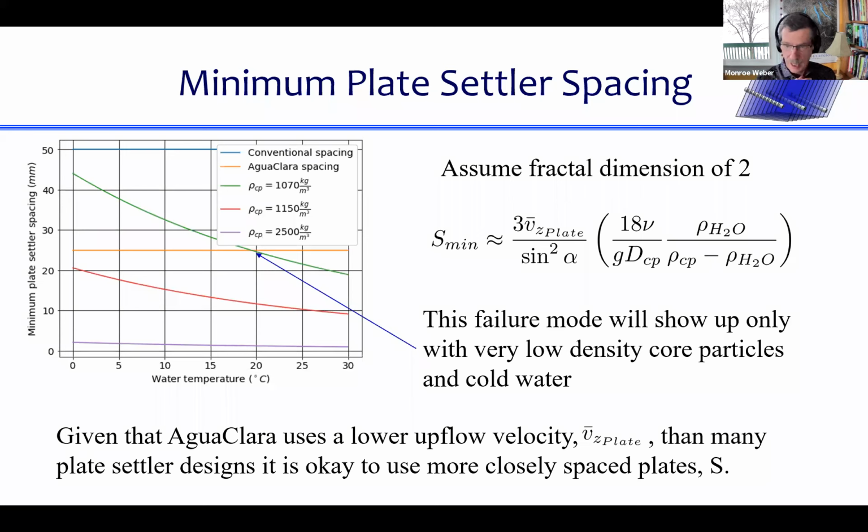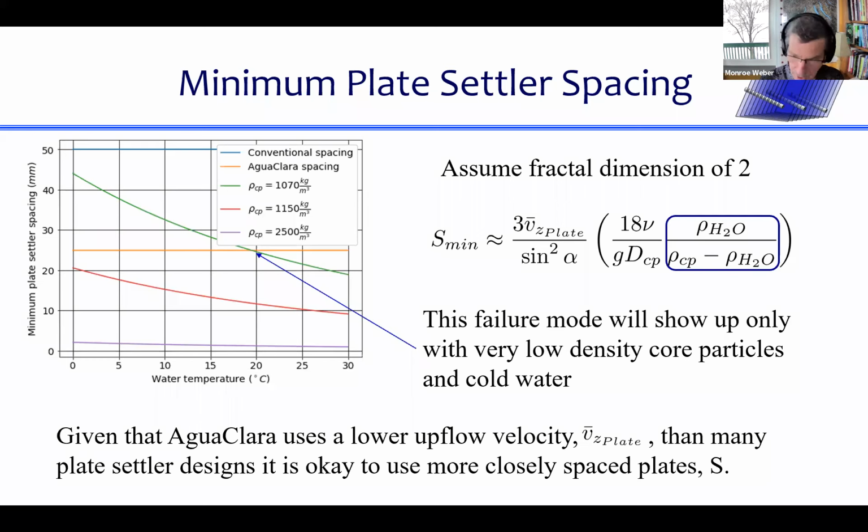So what do I see? You can look at the equation and see some things. For example, S min is proportional to the vertical velocity between the plates. That means that if you have a higher upflow velocity entering the plates, you have to use a larger spacing. So Agua Clara uses a lower upflow velocity than some of the conventional designs. And that means that we should be able to get away with a closer spacing of the plates as well.